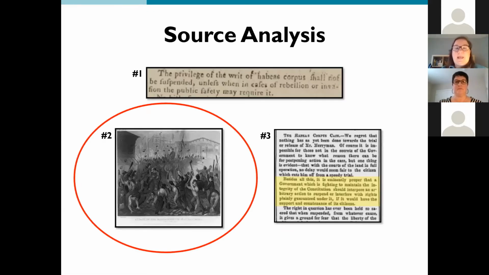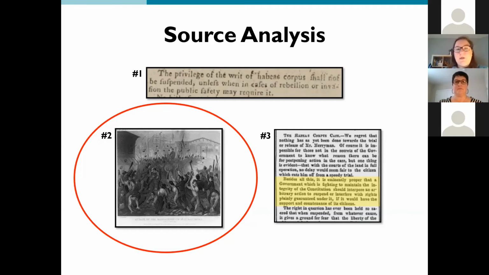Then once you've reviewed the case, we do have 3 sources that are paired with this case. I mentioned that one of our sources was the actual suspension clause from the Constitution. You can see that image in number 1. Another one of our sources, number 3, is an excerpt from an article from a Baltimore newspaper about the Merryman case, especially interesting because it's Baltimore centered, so there's certainly a bias there in the response.